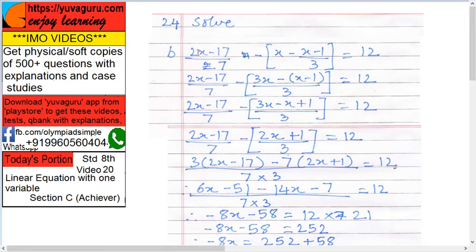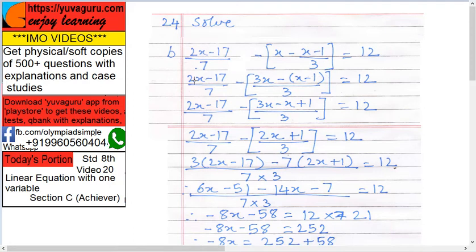So let's start. (2x minus 17)/7 minus [(x minus 1)/3] equals 12. So we have to solve this. Basically, solve this means we have to find a solution for x. So try to get x on one side and remaining all things on the other.